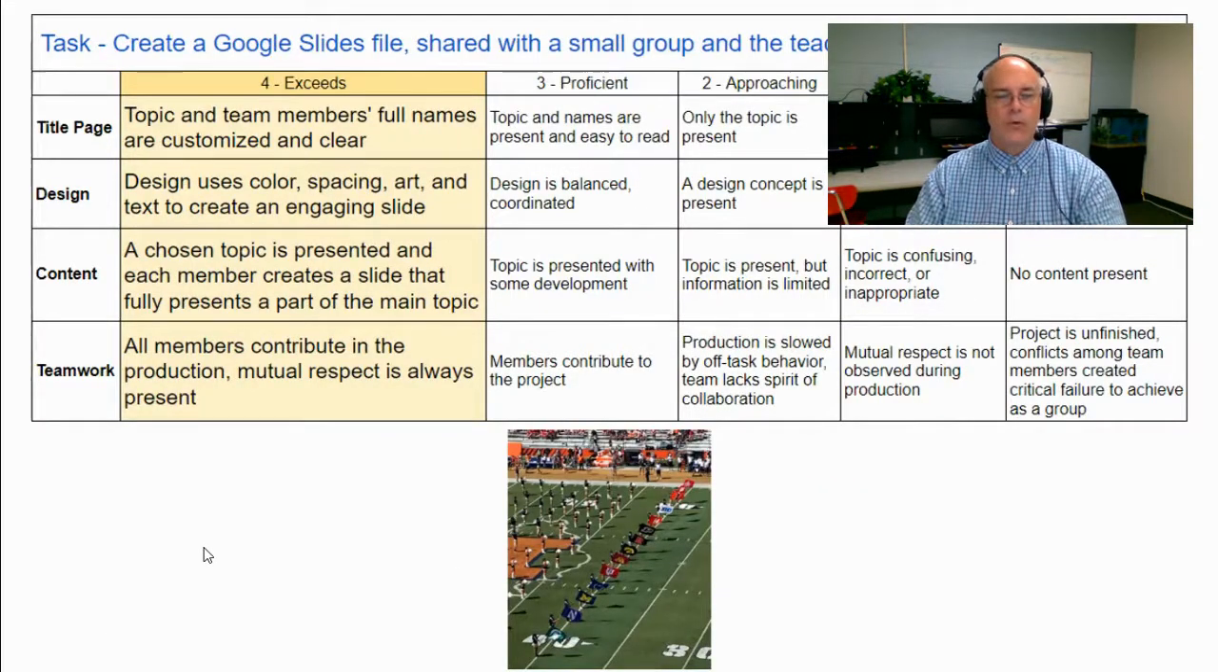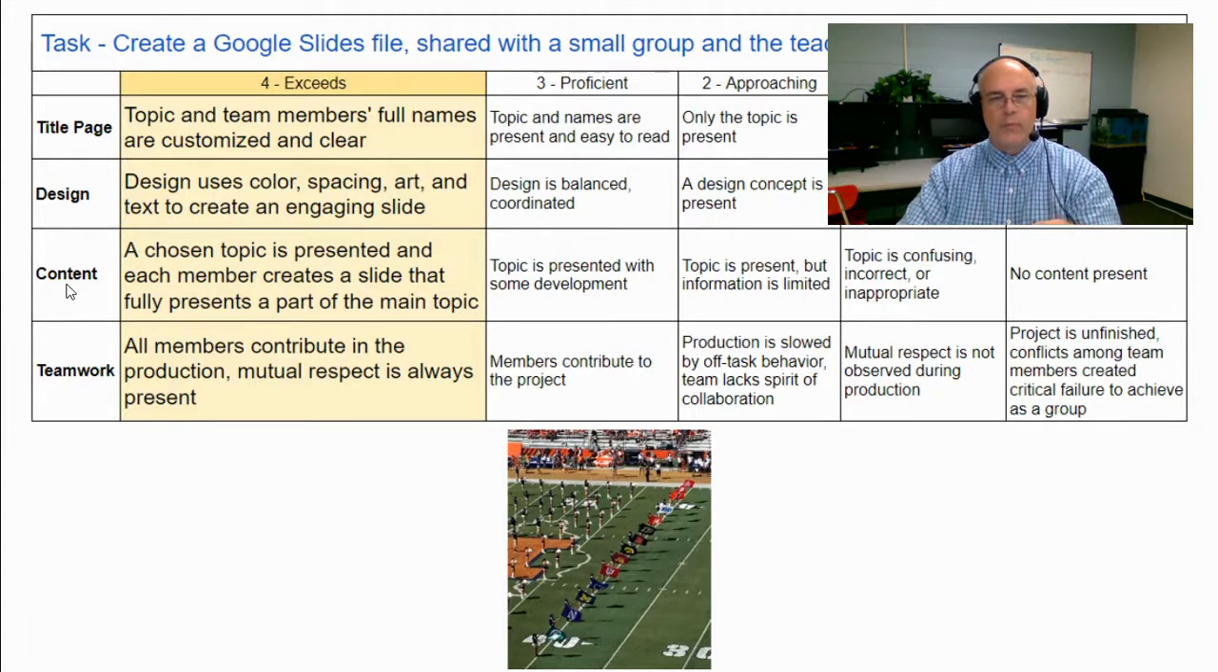Slide 8 is the rubric. And let's take a look at the things that we're going to be grading on. I use a 0 to 4 rubric. Let's talk about the first thing, the title page. Title page should have everybody's names and the title of the school. For design, remember design is the combination of content, spacing, and color. So we're going to look at design in terms of those criteria: color, spacing, art, text. How does it come together as a whole?